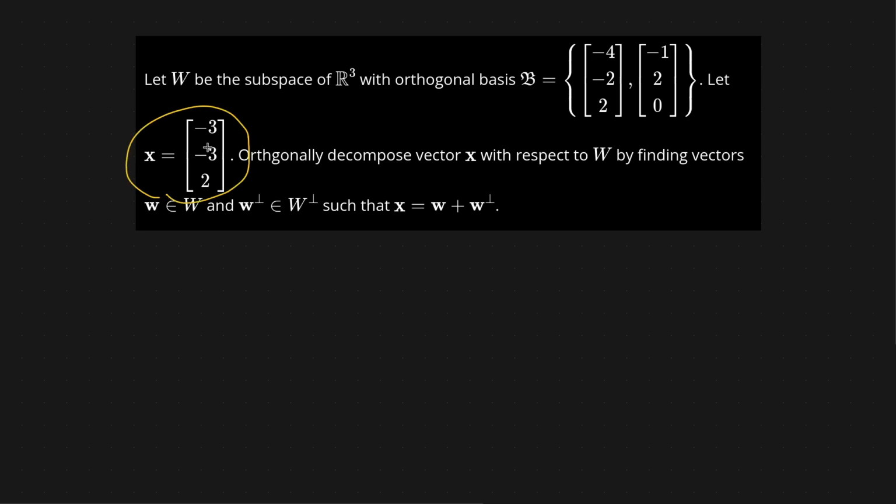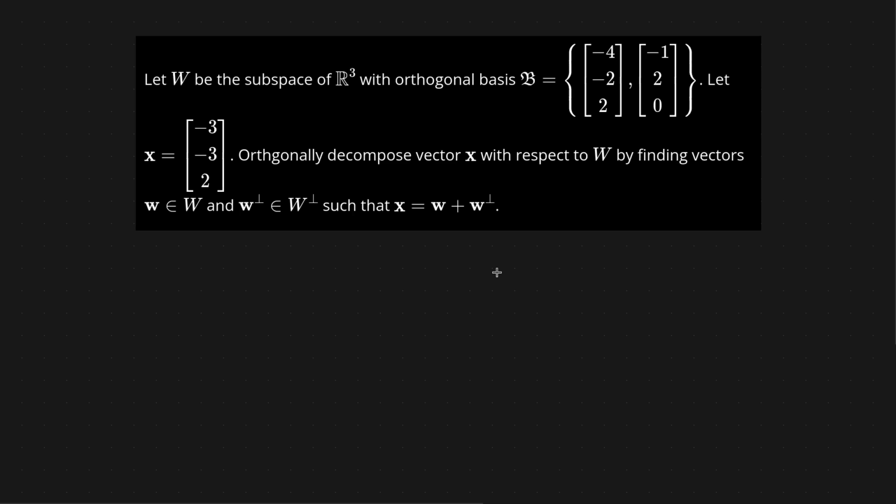Let x be the vector (-3, -3, 2). We want to orthogonally decompose vector x with respect to subspace W by finding vectors w and w perp, where vector w is in subspace W, and vector w perp is in subspace W perp, the orthogonal complement of subspace W, such that x is equal to w plus w perp. In other words, we want to apply the theorem we just proved.